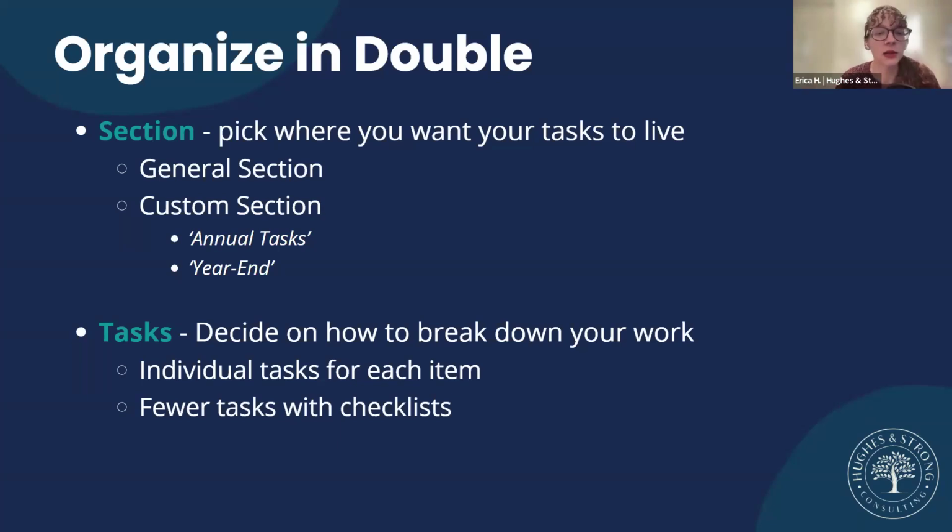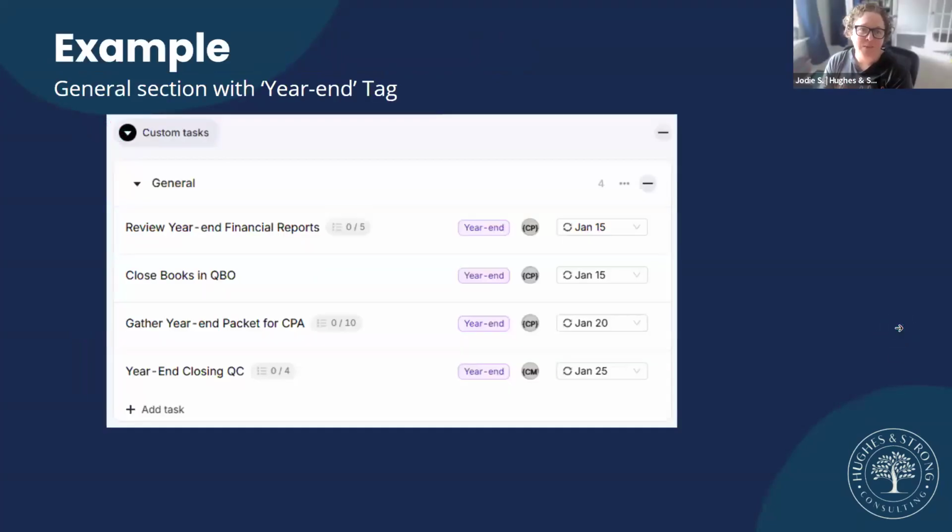Okay, so let's get into some examples so we can show the visual aspect of what that might look like. So here's a great example of just using the general section, the one that comes default in Double here. And in this example, we've also shown that you have the option to throw on a tag.